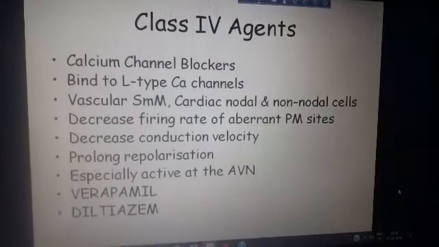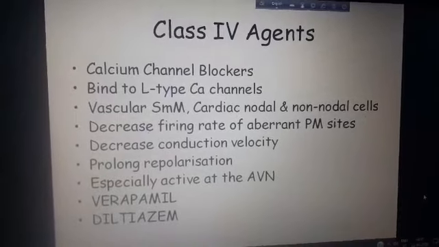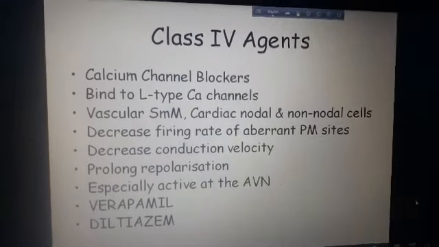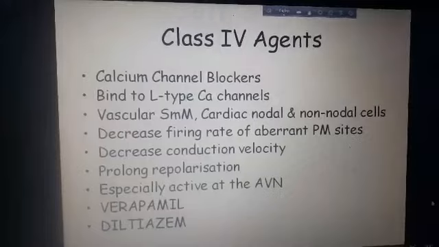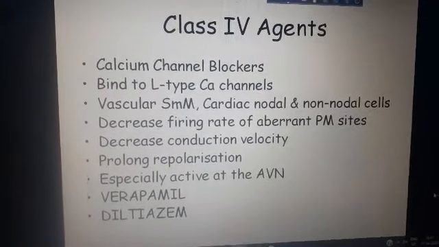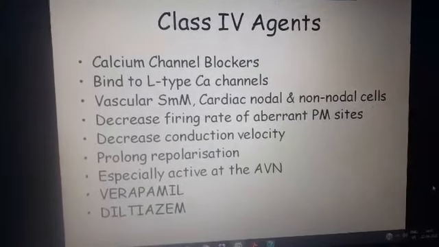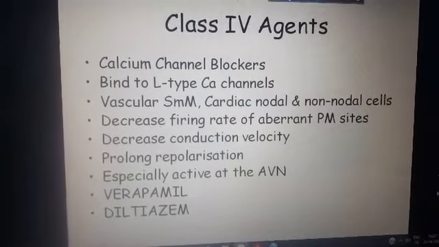And next is the class 4 agent, that is the calcium channel blockers. They bind to the L type calcium channels in vascular smooth muscle, and cardiac nodal and non-nodal tissue. They decrease the firing rate of the apparent pacemaker site.